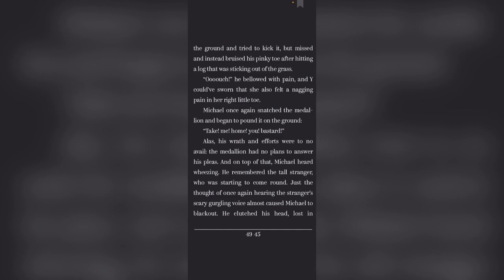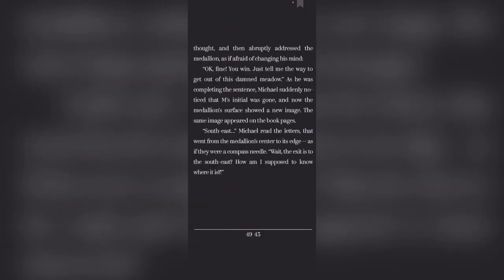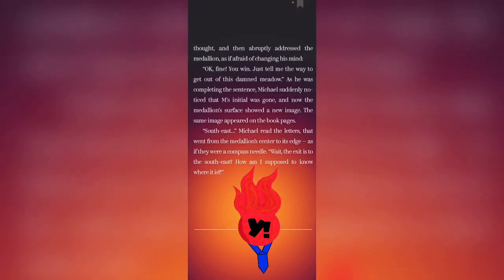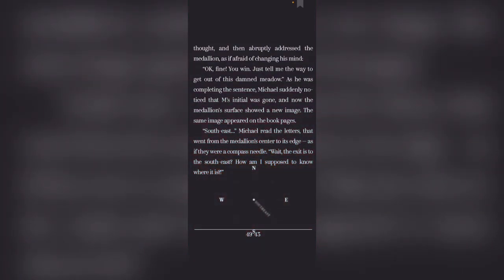He clutched his head, lost in thought, and then abruptly addressed the medallion as if afraid of changing his mind. "Okay, fine, you win. Just tell me the way to get out of this damned meadow."